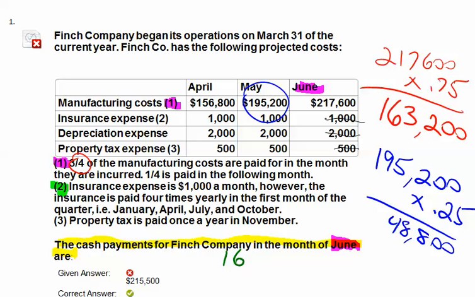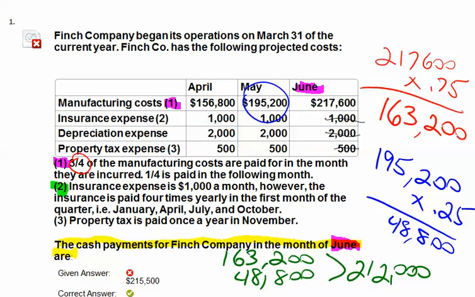So I'm going to take the $163,200 plus $48,800, and that's going to be equal to $212,000.